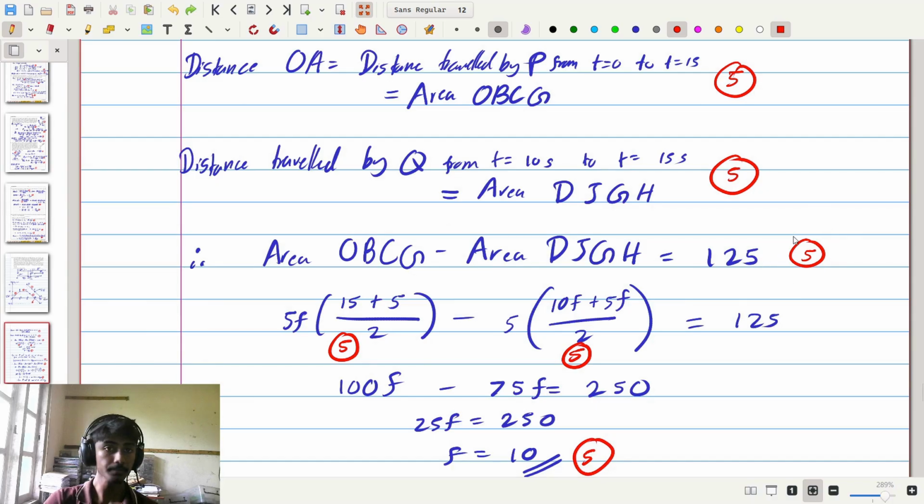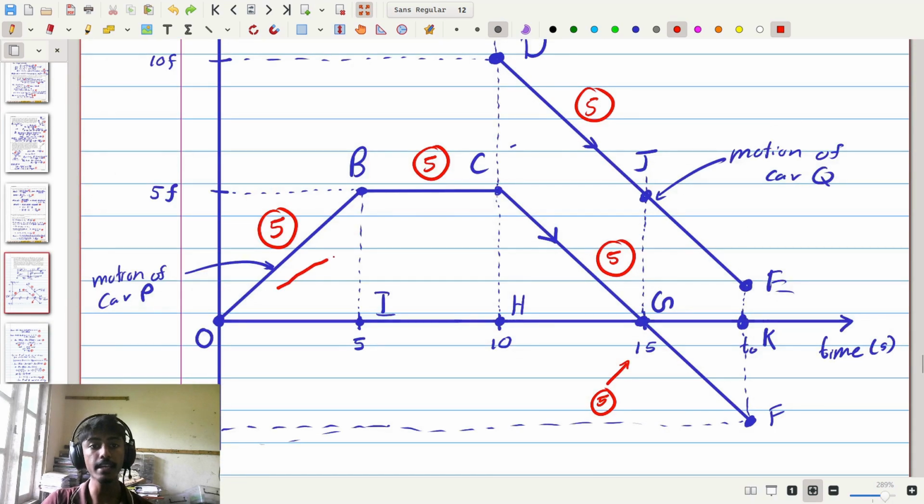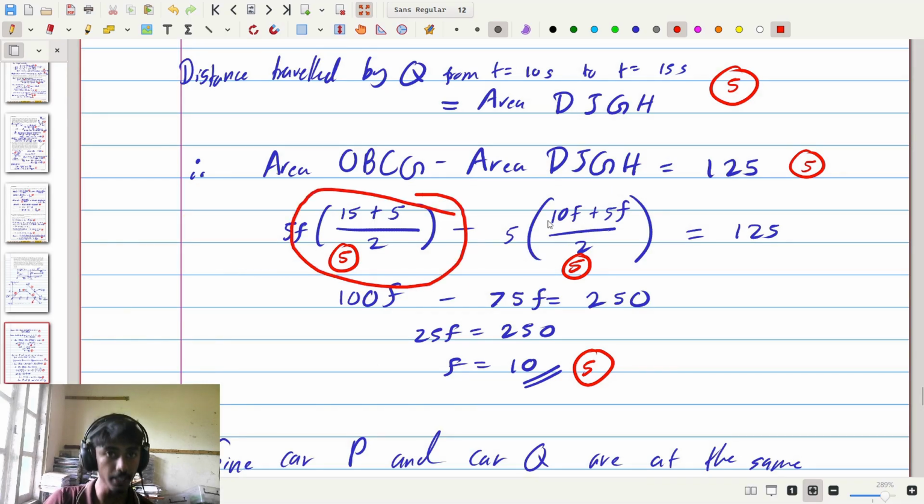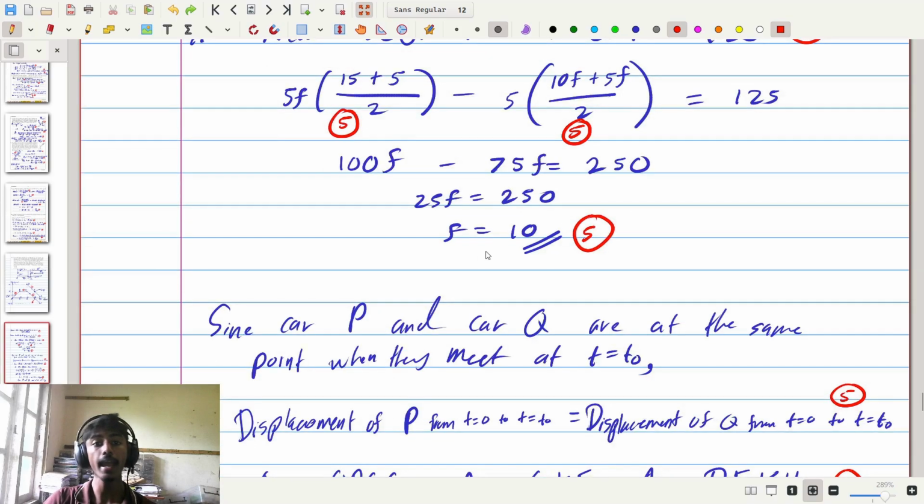Now after this, when you use the geometry to find the area of this bit and this bit and say this area is equal to 5f times (15 plus 5) over 2 and this area is equal to 5 times (10f plus 5f) over 2, you get 5 marks for substituting correctly each of those areas. Now after that, when you simplify down and get the value of f equals 10, you get a final 5 marks.